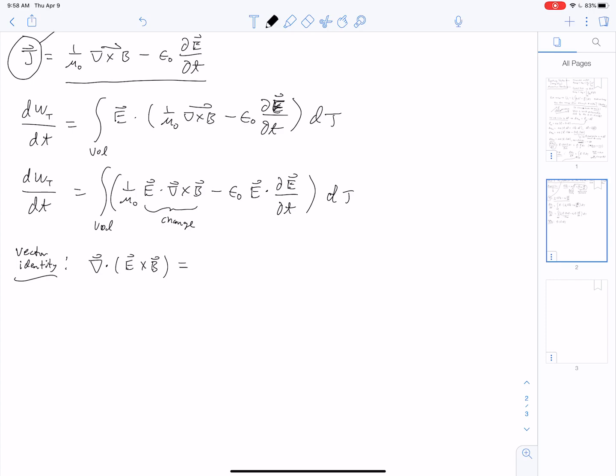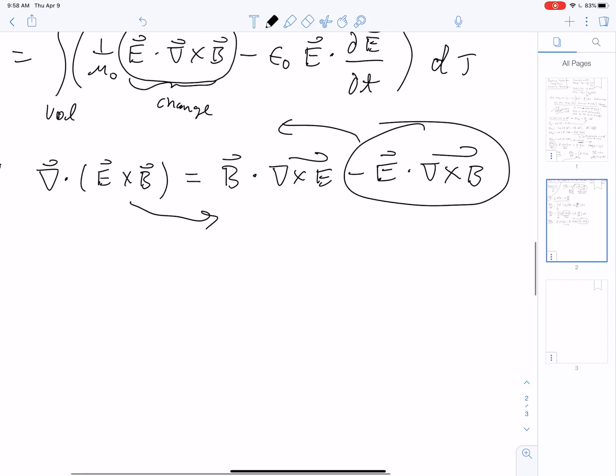And we know from the chain rule of curl and dot product, that del dot E cross B, and this is a vector identity, is B dot del cross E minus E dot del cross B. Okay, just a simple little thing. And the thing that we want to get rid of is, remember, in our integral we have this term, and now I see it here. So let's solve for that, bring it over to the other side, and bring this over to the other side.